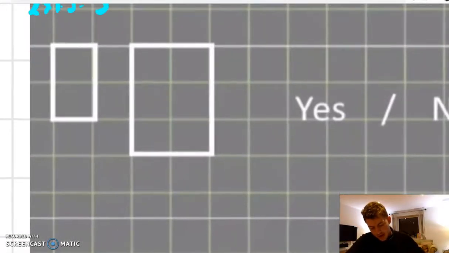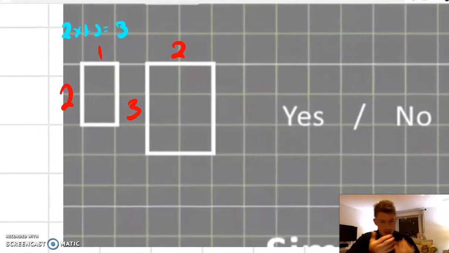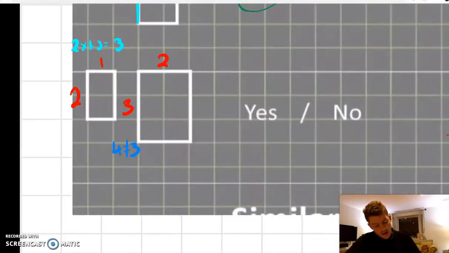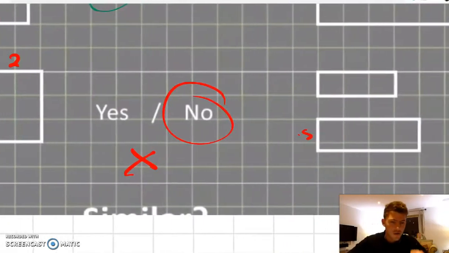Here we've got again 2 by 1, and this is 2 by 3. Is there a constant ratio? Let's have a look. 1 times 2 is 2, so 2 times 2 needs to be 4. That's not 4, that's a 3. So 4 does not equal 3. Are they similar? No, they're not similar. There's no scale factor here.